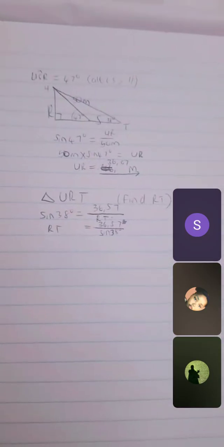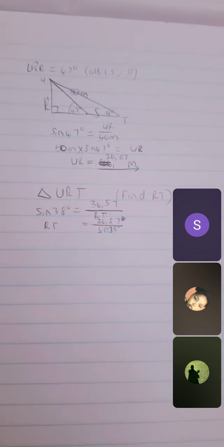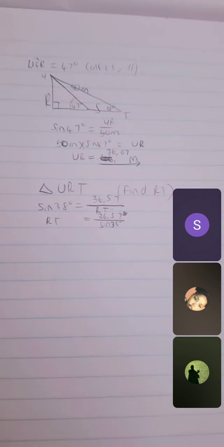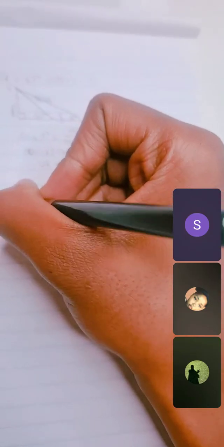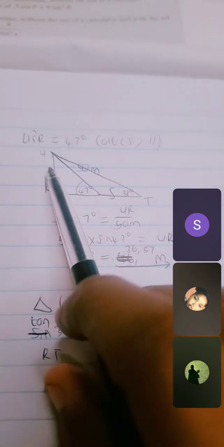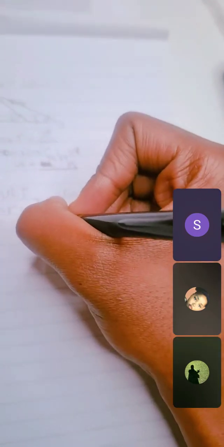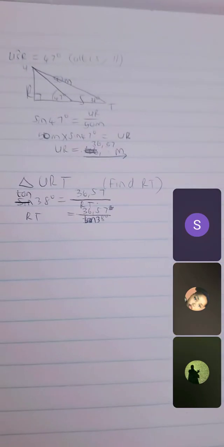Grab your calculator. What do you get? Oh, it's not sine, it's tan, guys, right? My mistake. Thank you, Ellen. Tan of 38. Opposite over adjacent, not opposite over hypotenuse. It's tan, not sine.